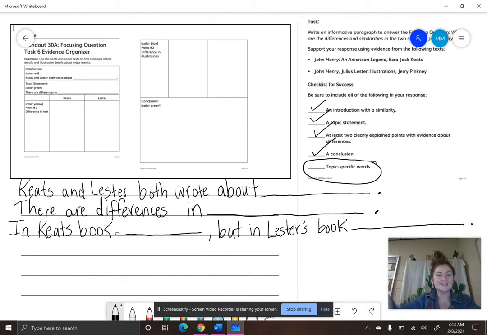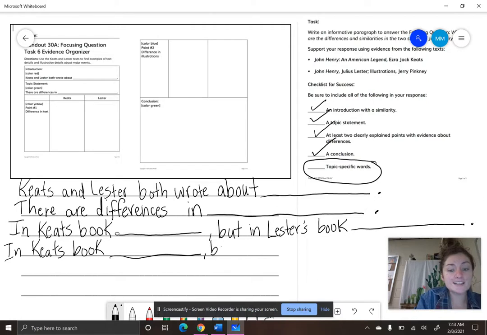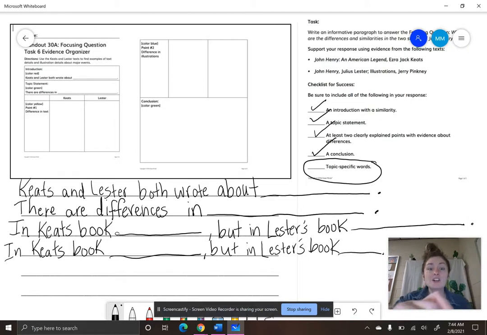All right, and difference number 2. In Keats' book, blank. But in Lester's book, blank. So just like point 1, look at your point 2. What were some differences in the illustrations? Complete those sentences. What were the differences in the illustrations?